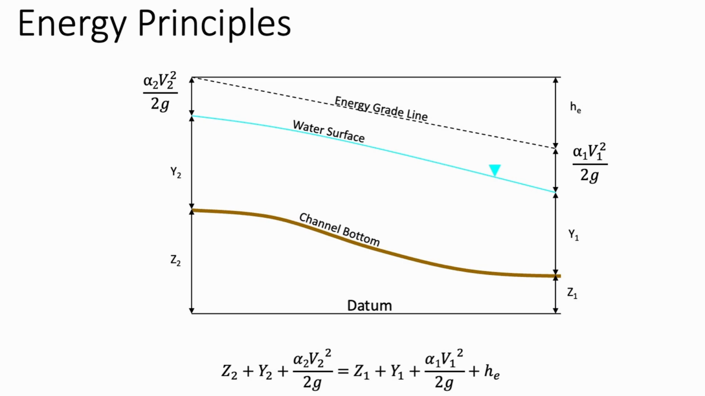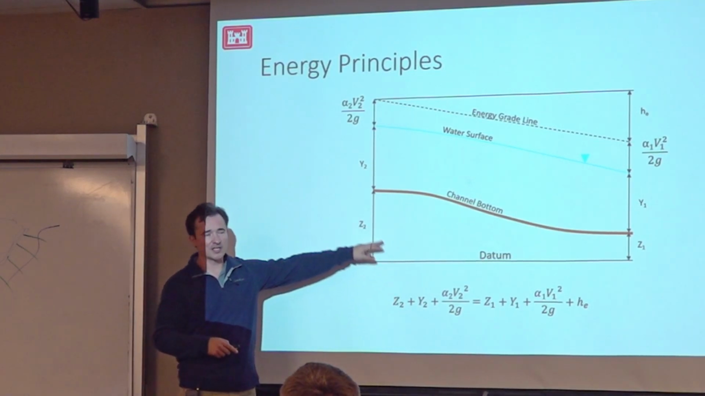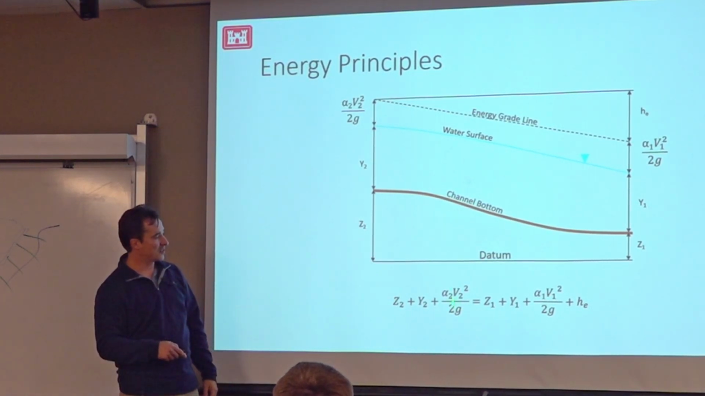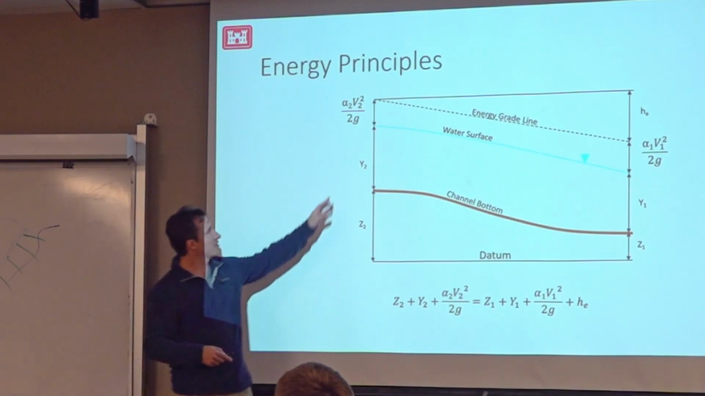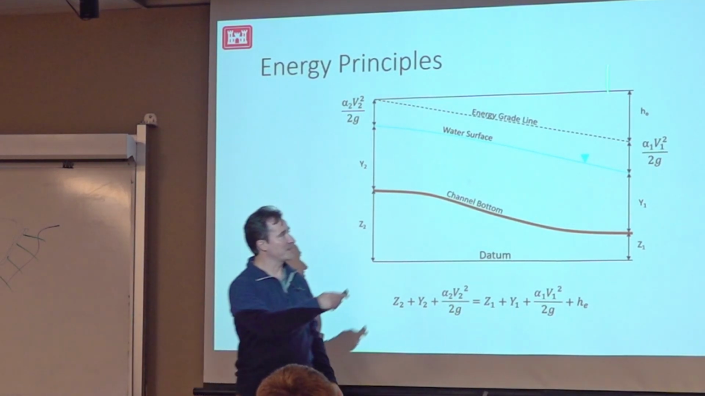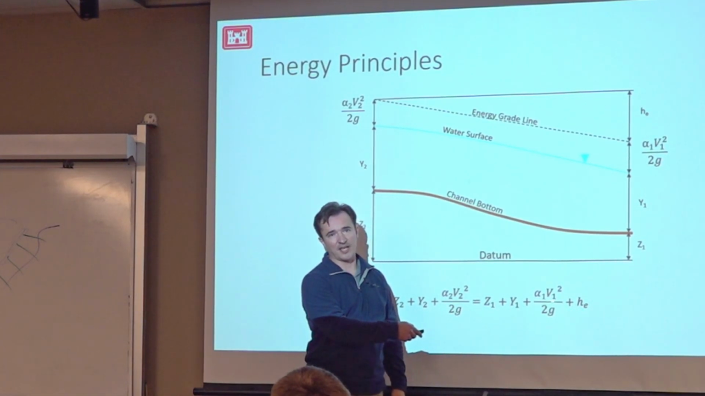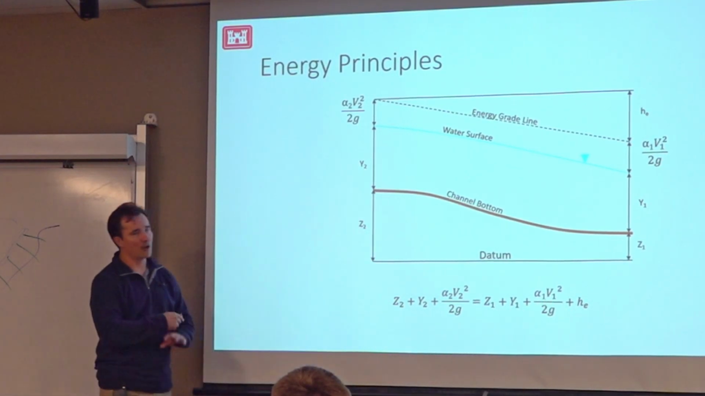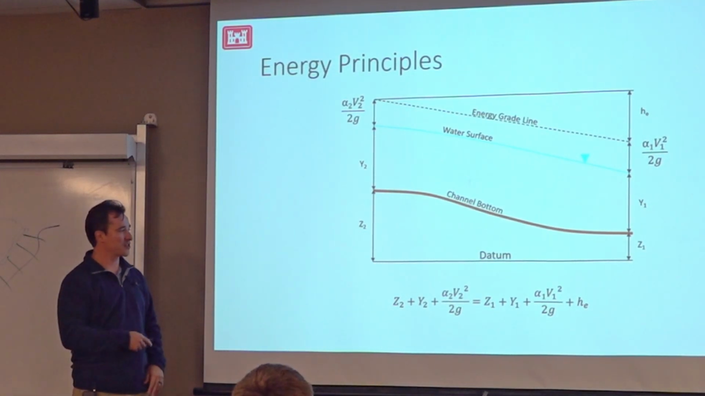This is the energy equation that Cam already talked to you guys about earlier this week. The z's are the bed elevations, the y's are the depths, and then this is a kinetic energy head, and it's just a balance, right? This energy head has to be equal to this energy head plus the energy losses, h sub e, right? Those are all the energy losses due to friction and turbulence and contraction and expansion, everything.